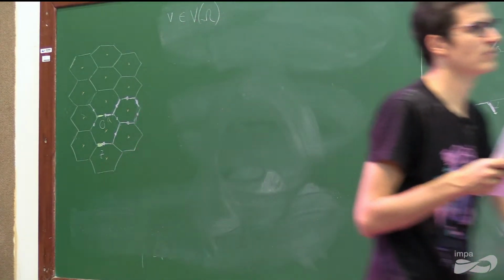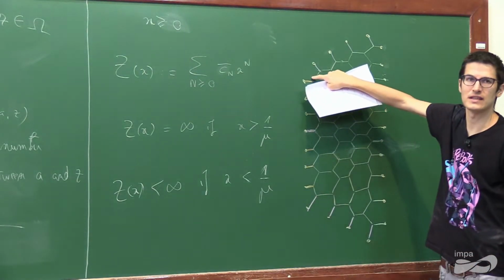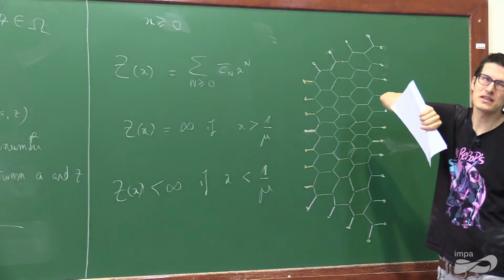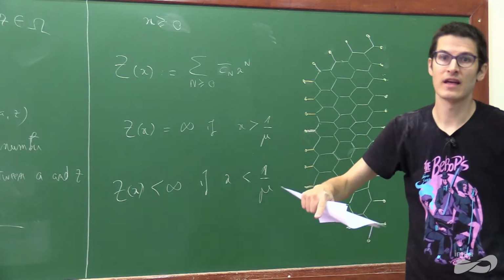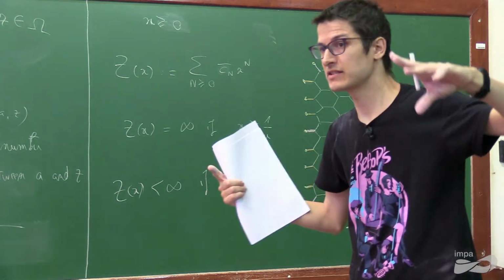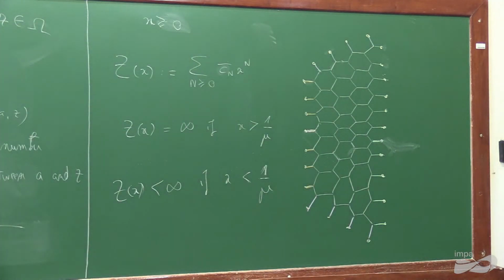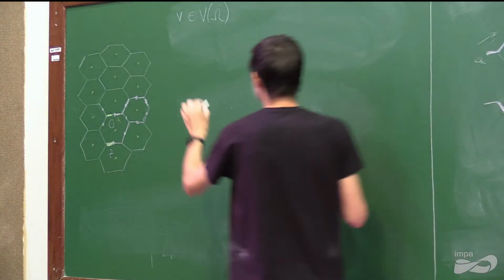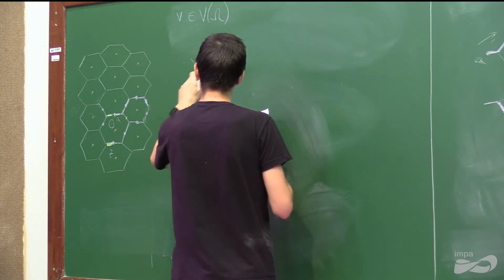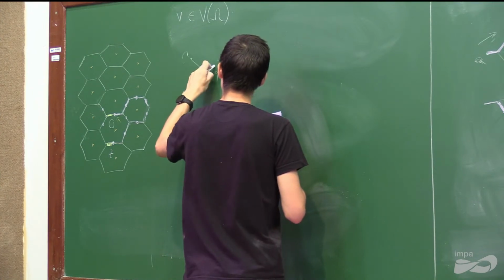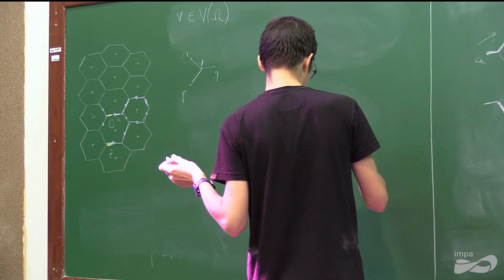Okay, so V of omega is just a set of vertices that are in omega. I mean, omega is a set of mid-edges, so it's a set of vertices of my honeycomb lattice, which are surrounded by mid-edges that are in omega. So let's say that I have V in omega. So V is adjacent to 3 mid-edges.